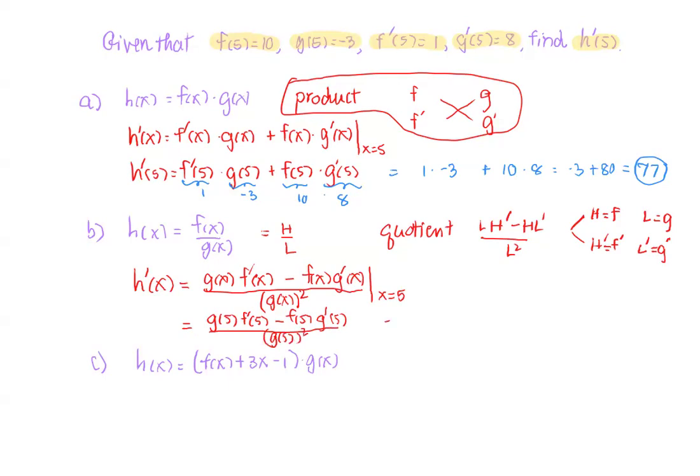And I'm going to replace each quantity with its number. The g at 5 is negative 3, the f prime at 5 is 1, the f at 5 is 10, the g prime at 5 is 8, and g at 5 is negative 3. So the expression is negative 3 multiplied by 1 minus 10 multiplied by 8, all divided by negative 3 quantity squared. Then we have negative 3 minus 80 divided by 9, which simplifies to negative 83 over 9.